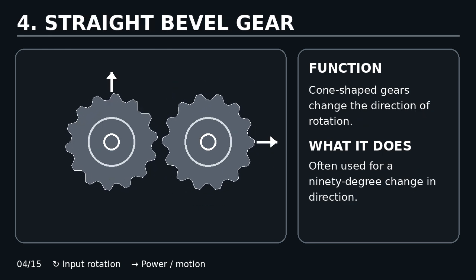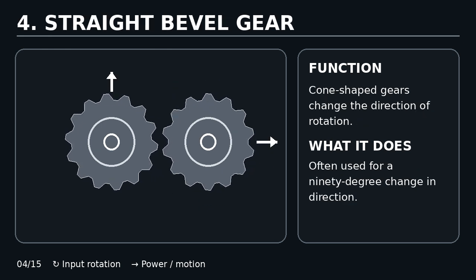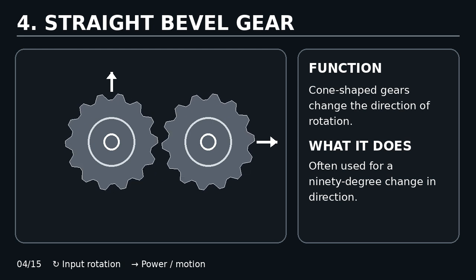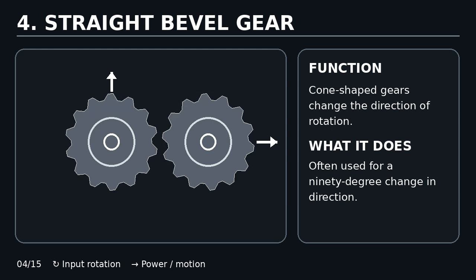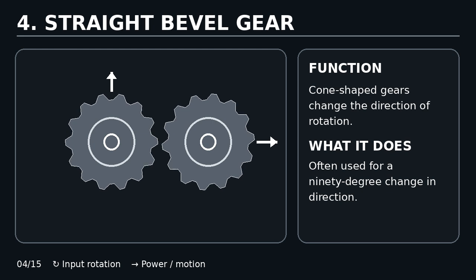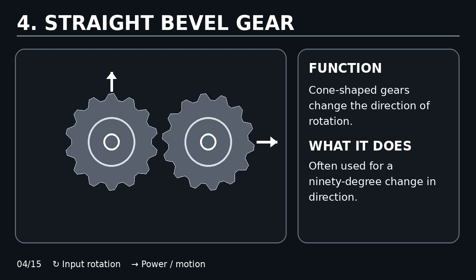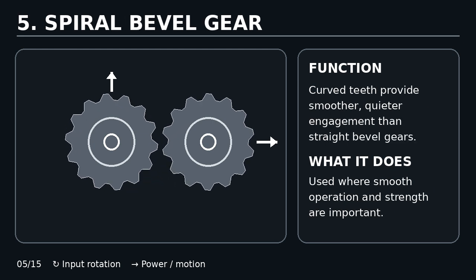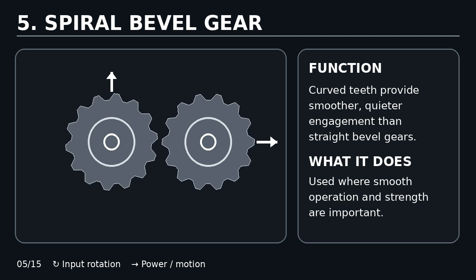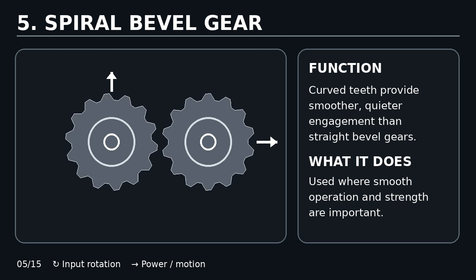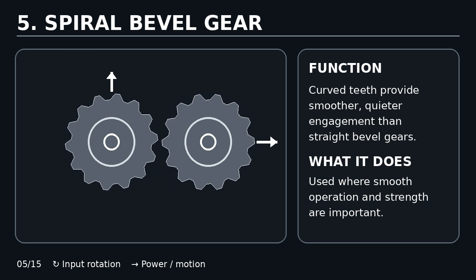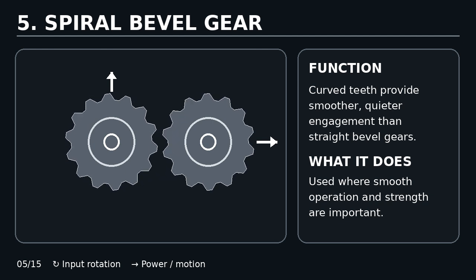Straight bevel gears are cone-shaped. They transfer power between intersecting shafts and are commonly used to change the direction of rotation by about 90 degrees. Spiral bevel gears use curved teeth. Compared with straight bevel gears, they provide smoother and quieter engagement while carrying substantial loads.